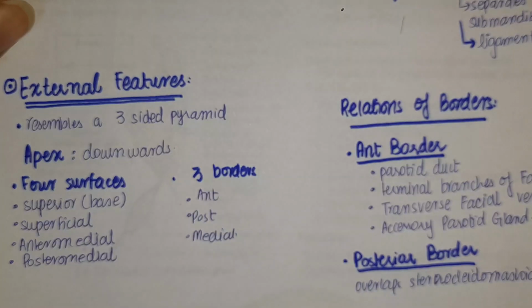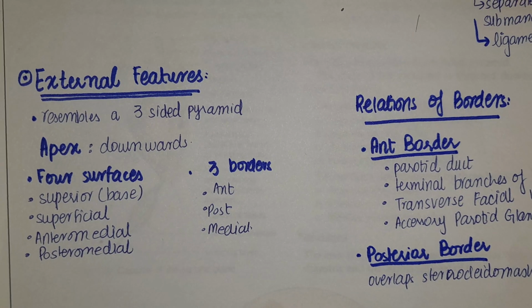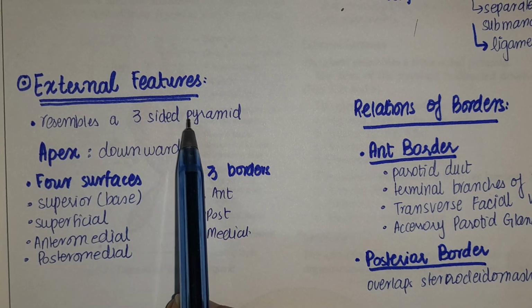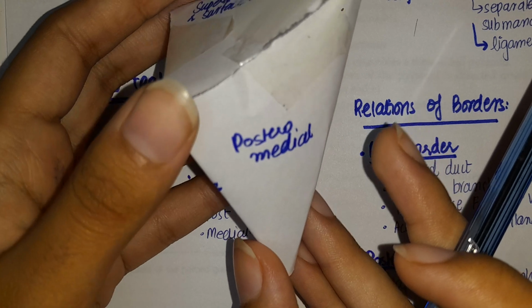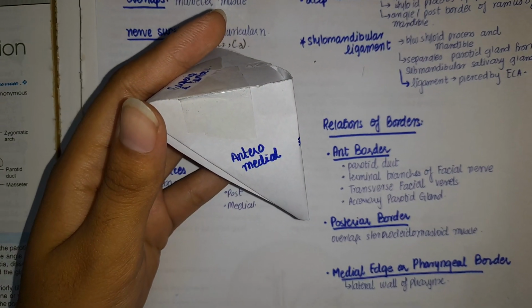Now in the previous video we talked about the parotid gland, which is present in the parotid region. Now we are going to talk about its external features. It mainly resembles a three-sided pyramid. I have this three-sided pyramid to teach you this whole method.